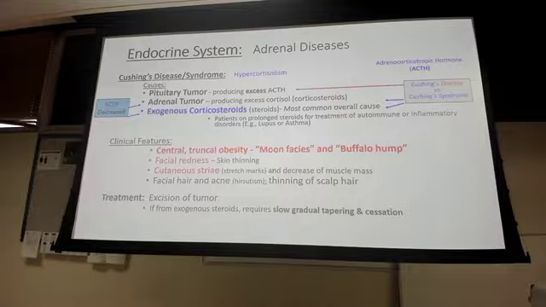If it's due to a pituitary tumor, we call that Cushing's disease. It's different than Cushing's syndrome. Still the same symptoms, but we just call it Cushing's disease. If you have a tumor in the adrenal cortex, and that's causing too much cortisol production, then that's also going to increase the cortisol level. And so again, that's called Cushing's syndrome. But the thing with this is that your ACTH is going to be decreased because you have this tumor in your adrenal cortex that's making cortisol by itself.